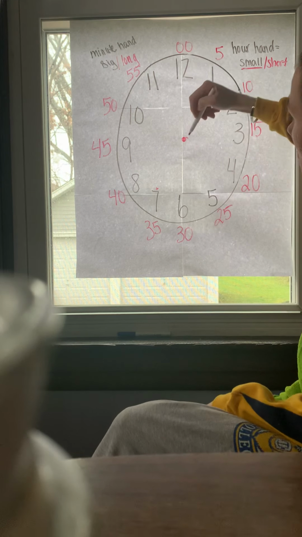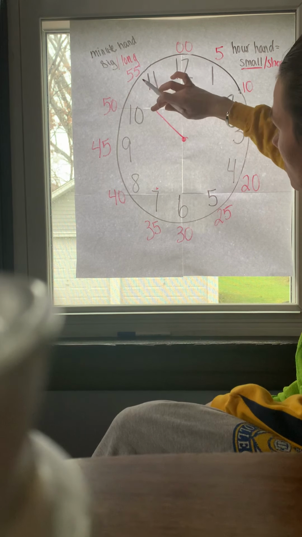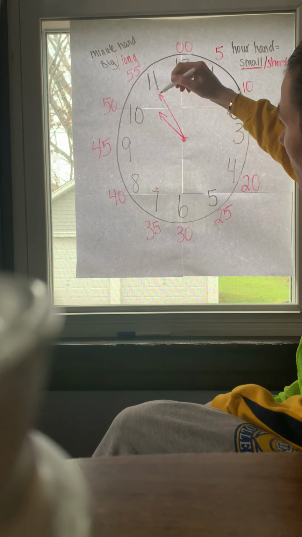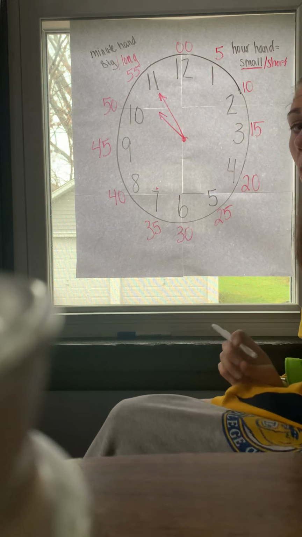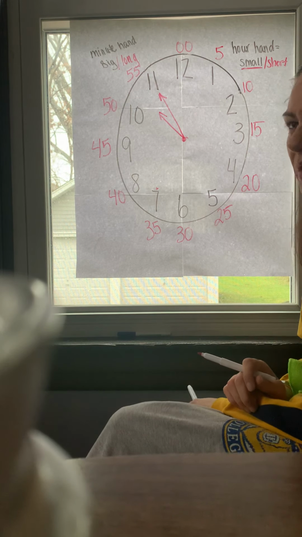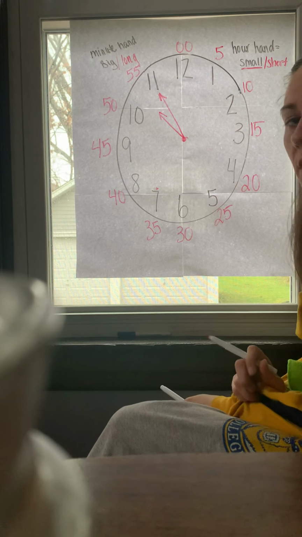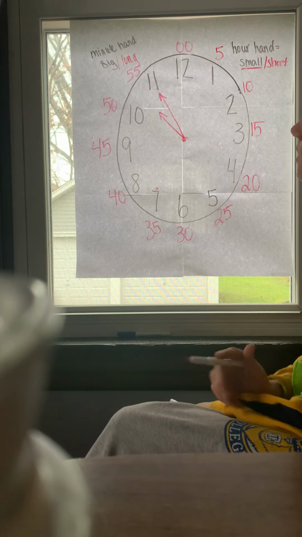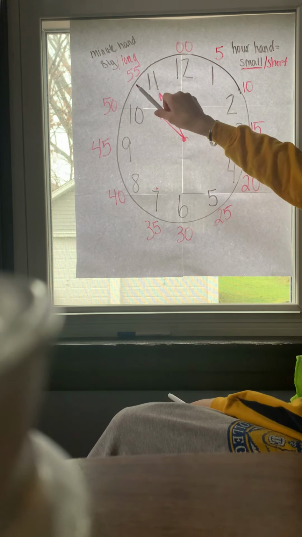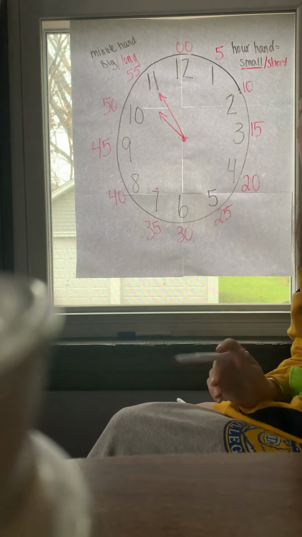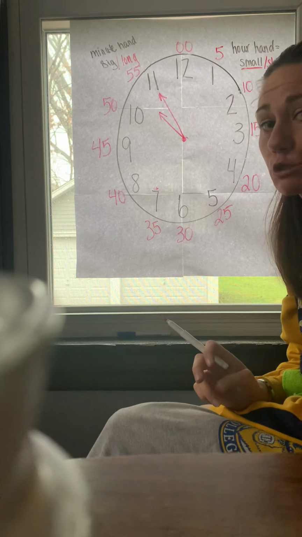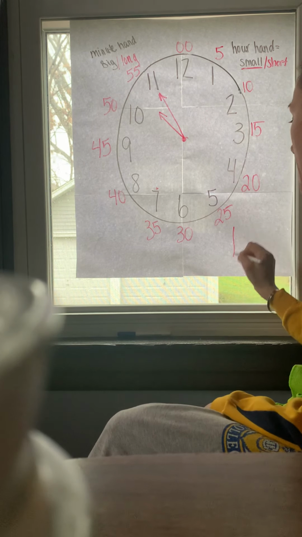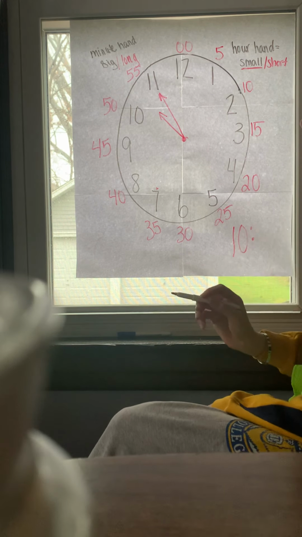I would like the hour hand to point here and the minute hand to point here. Uh-oh, those hands are very close to one another. But I think we can figure this out. First, let's start with the hour hand. Well, the hour hand we can see is pointing between the 10 and the 11. And if we remember, we always choose the smaller number. 10 is smaller than 11. So 10 is the hour.